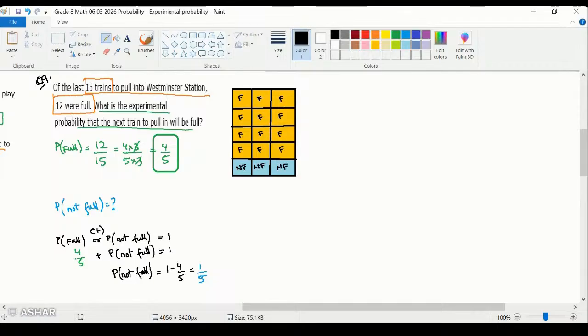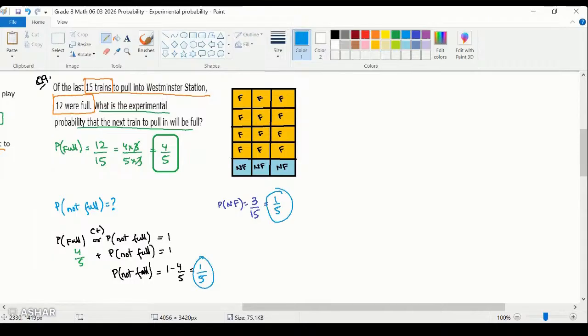So if we had to find the probability of a not full train, that would be 3 out of the total, which was 15. And it still comes out to be equal to 1 upon 5. Same answers, right? So what we can say is that if one of the values is given to us and there are only two options available, then the remaining part will be the probability for the second option, okay?